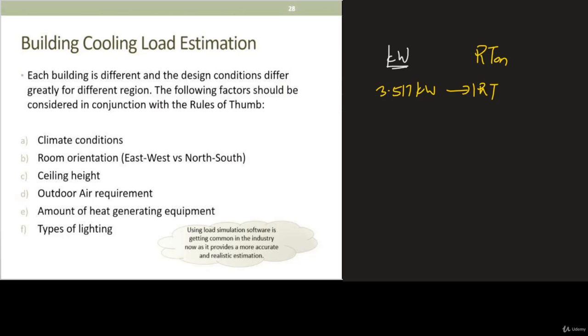So a more accurate way to estimate your cooling load is by using simulation software. Nowadays there are a lot of software available in the market that you can key in all the parameters. For example, your number of occupants, type of lightings you have, the orientation of your buildings, and it can generate quite accurately how much cooling load is required to cool down your space.